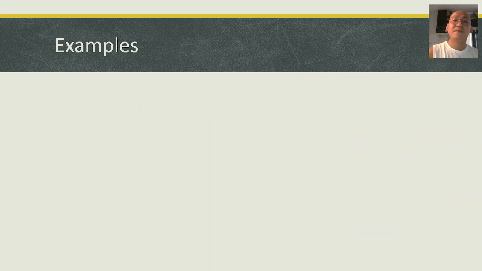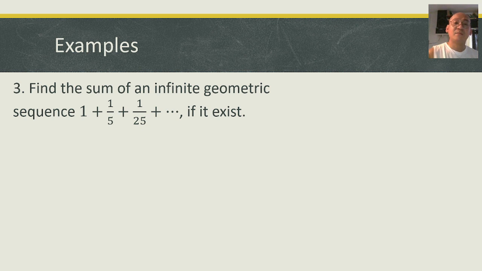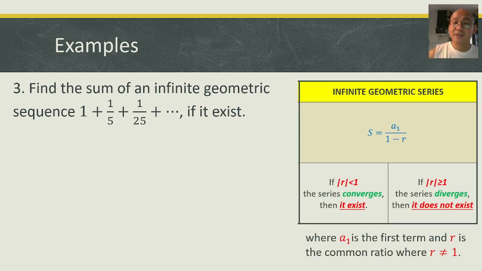Next, example 3. Find the sum of an infinite geometric sequence 1 plus 1/5 plus 1 over 25 plus and so on, if it exists. So, in the formula guide that we have, this one formula only for the infinite geometric sequence, which is the partial sum of the given geometric series, is equal to the first term divided by 1 minus the common ratio. It is the only formula for the infinite geometric series.